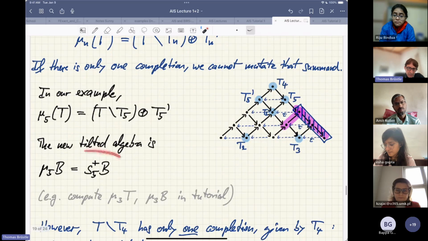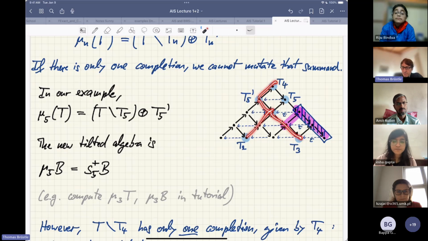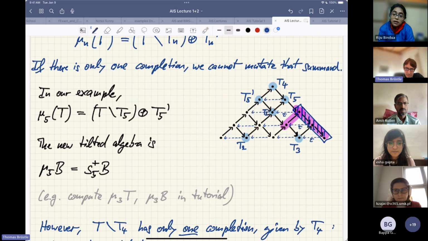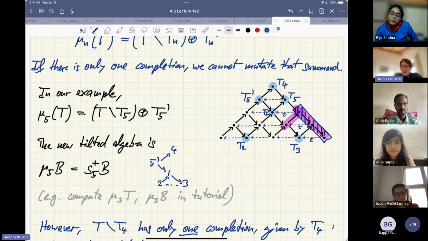And the new tilted algebra. By now you're really good in computing tilted algebras, are you? What is the new tilted algebra? This is the algebra of morphisms between these guys. You see what I'm doing? So that would be the new algebra, the new 5, the 5 prime maps into 1, 2 maps into here. This maps into 4. And 1 maps into 3, and there's a 0 relation. This is my tilted algebra, yeah?